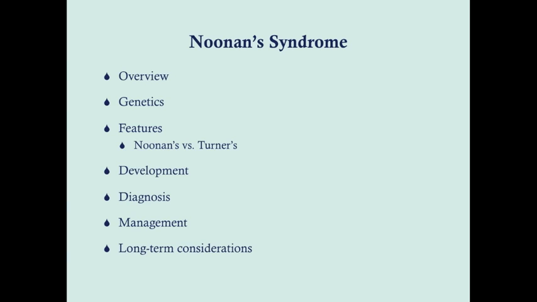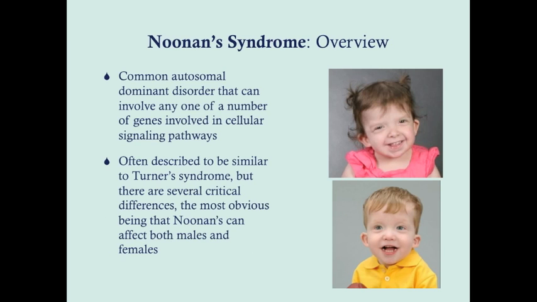So we're going to do an overview. We'll talk about the genetics as usual. We'll talk about the features and give you some pictures. We'll discuss the differences between Noonan's and Turner's, some things that are very similar, which are most of the things, and then some of the things that are different between the two of them that you'll want to be aware of. We'll talk about development for these children. As they become adults, they do have a normal life expectancy most of the time. We'll talk about how you make this diagnosis. It's a little bit different than how we diagnose genetic disorders most of the time. And then we'll talk about management and some considerations for the long term.